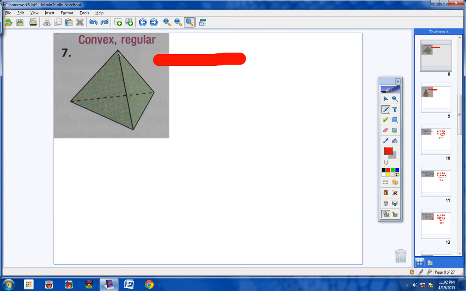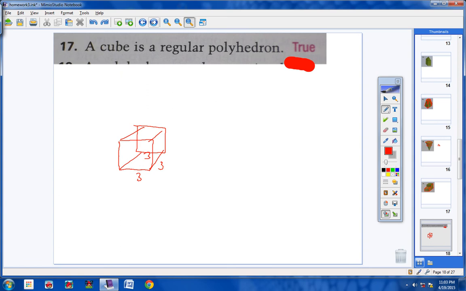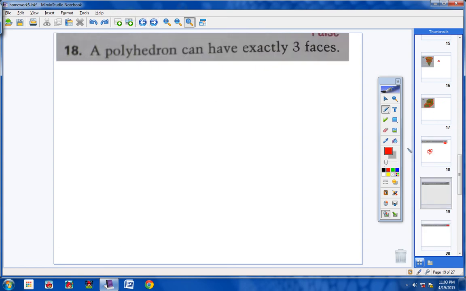1, 2, 3, 4. So you can definitely have a 4-sided polyhedron, but no, you can never have a 3-sided polyhedron. It's impossible. You can't have a 3-sided solid. It just can't be done, guys. You cannot have a 3-sided polyhedron, okay? You cannot have a 3-sided solid.